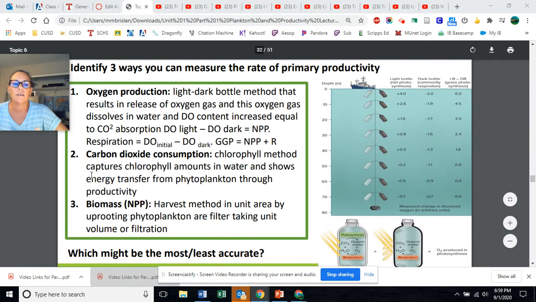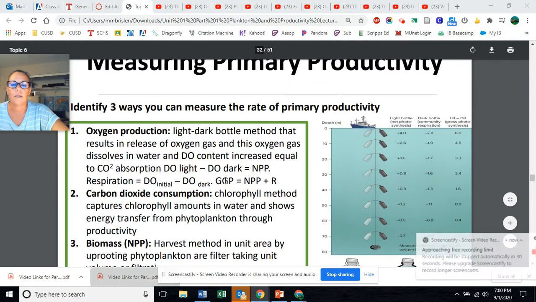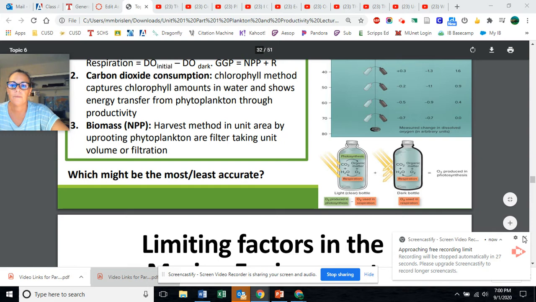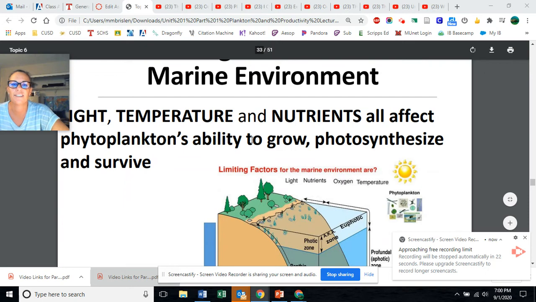Other methods are carbon dioxide consumption. The chlorophyll method captures chlorophyll amounts in water and shows energy transfer from phytoplankton through productivity. That's another process. Then there's looking at straight biomass, the harvest method, in unit area by uprooting phytoplankton, and they're filtered, taking a unit volume or using filtration. So what is the most accurate? Our dark light bottle method will be our most accurate process.